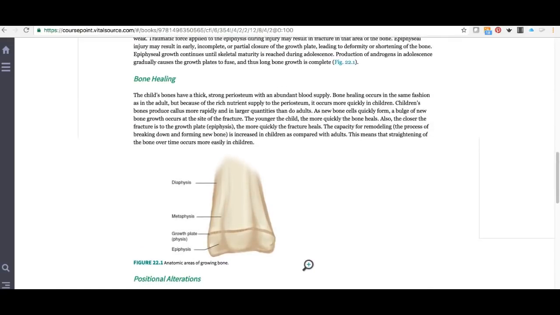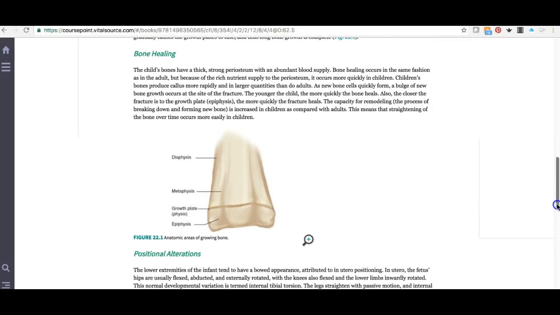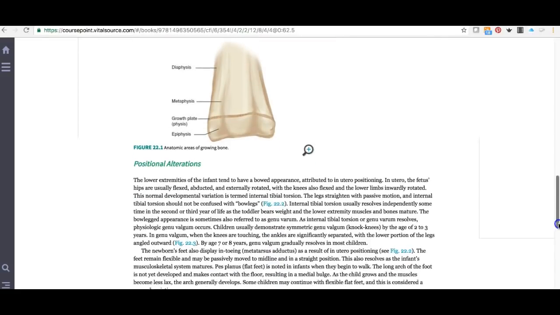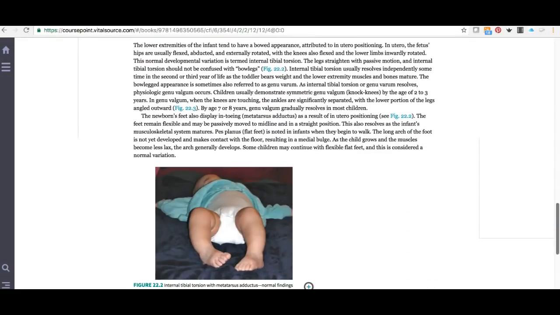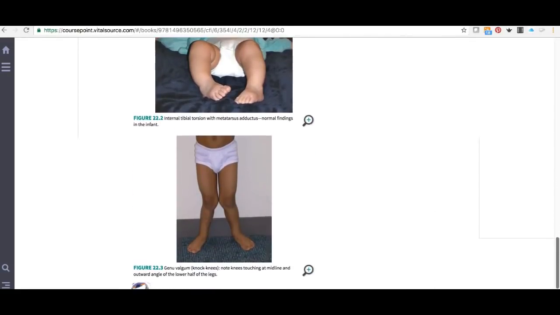Okay, so here's a picture of bone healing, and remember I said kids' bones heal faster because they have a big, strong blood supply. That is true. And there's the growth plate. If the fracture is low or goes through the growth plate like that, then it can cause some issues later on in life. It doesn't always, but it can. So remember that growth plate picture.